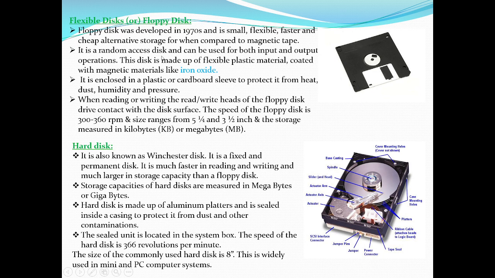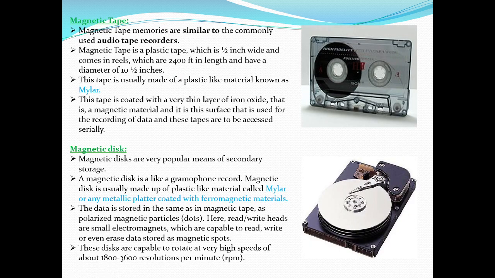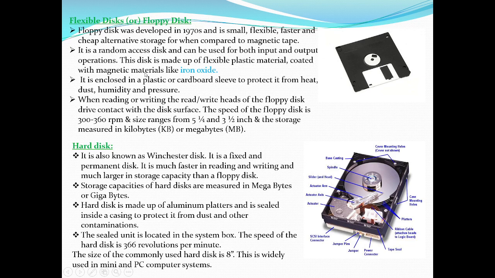Whereas when we were talking about the magnetic tape, we said it is going to access the data serially. Whereas in floppy disk, you can access the data randomly. That is the reason why we call it a random access disk. We can both read and write. That is, you can input the data onto this floppy disk, and you can also display the output.